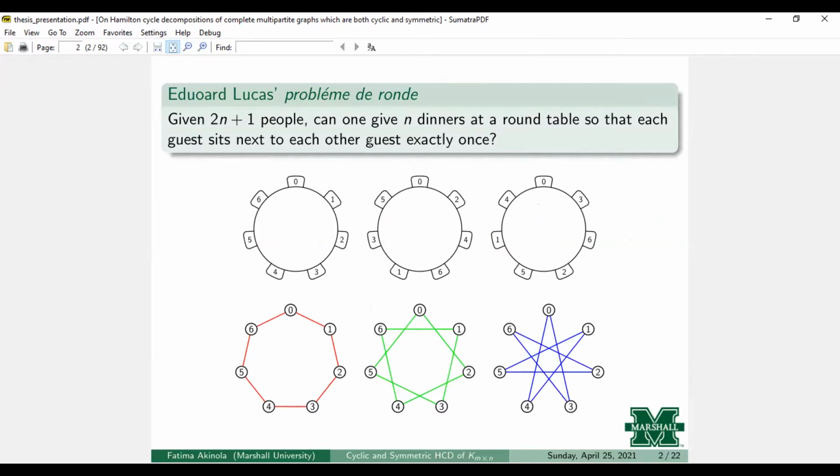It's a problem of you having an odd number of people and you want to serve them different dinners at a round table so that nobody sits next to, or talks to, the same person more than once. So this is for 7 people. And we found out that that was actually just you decomposing the complete graph K7 into 3 Hamilton cycles.